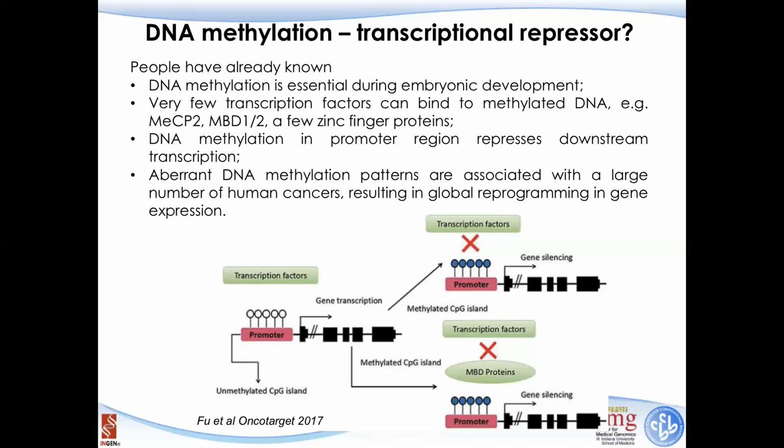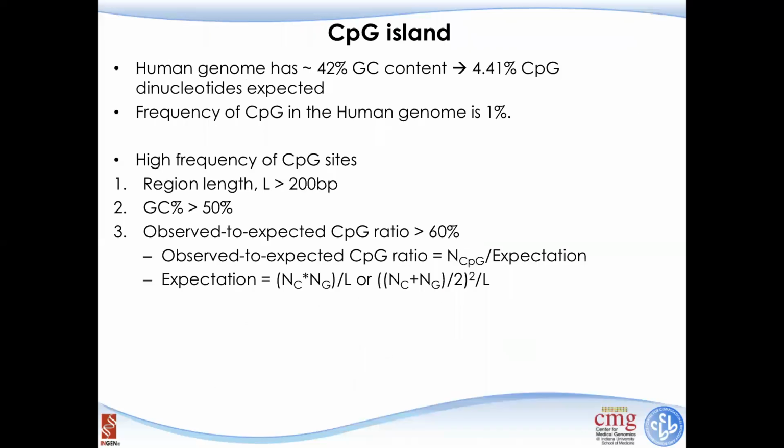Before doing that, we want to know what a CpG island in the promoter region is. As I mentioned, the human genome usually has 42% GC content. If we do a simple statistical count, with 42% GC, each of C and G is about 21%, then for the CpG dinucleotide we would expect about 4% frequency. But unfortunately, in the human whole genome it is very significantly depleted, only about 1% CpG.